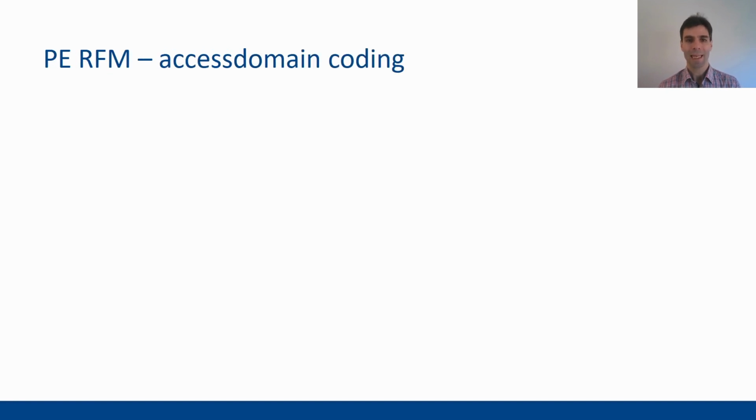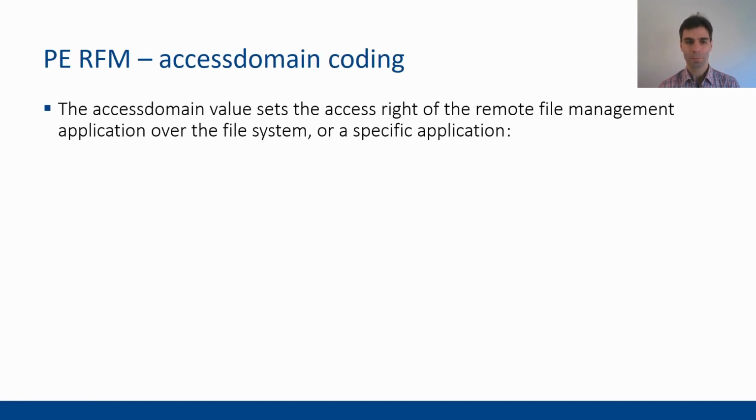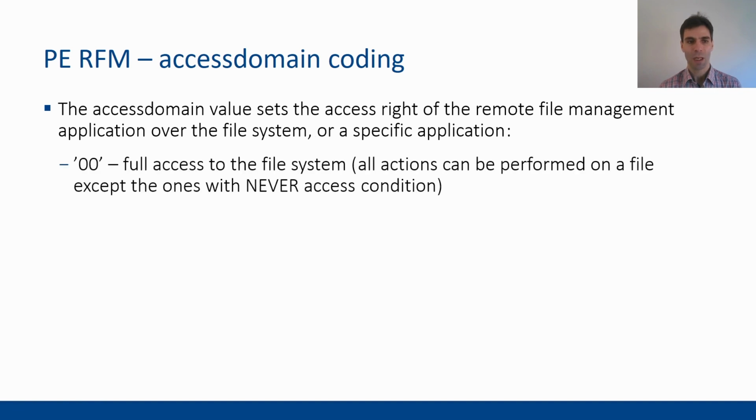Let's take a look at the access domain coding. The access domain value within the PRFM sets the access right of the remote file management application over the file system or a specific application. The value null indicates full access to the file system, which means all actions can be performed on a file except the ones with never access condition.